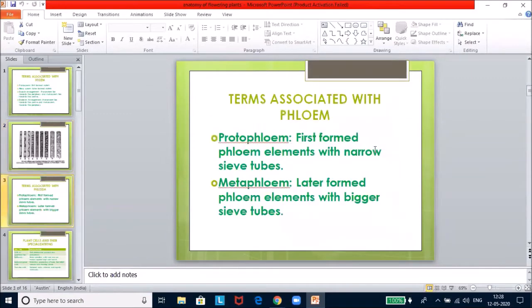Now, what are the terms associated with phloem? Protophloem: first formed phloem elements with narrow sieve tubes. So the phloem that is formed first is called protophloem, and the sieve tubes are narrow. Metaphloem are later formed phloem elements with bigger sieve tubes.